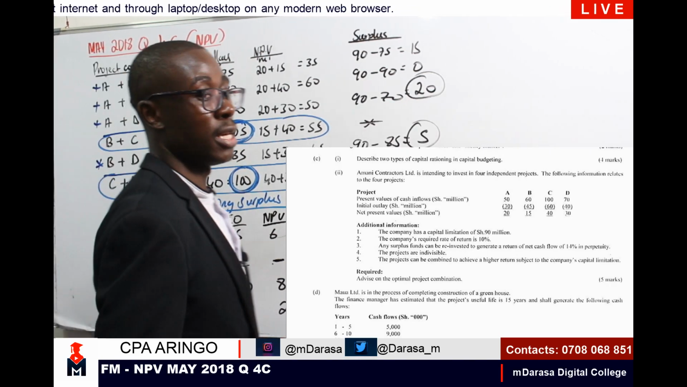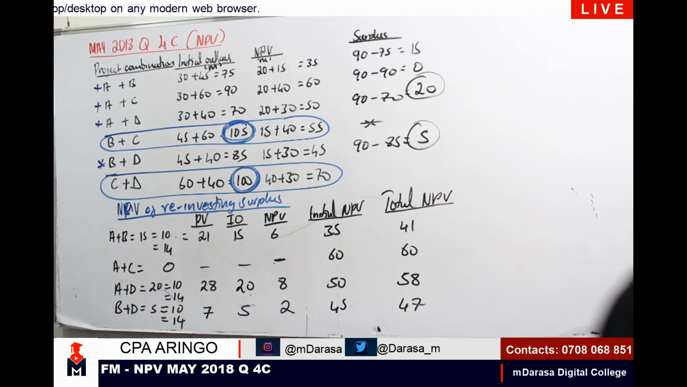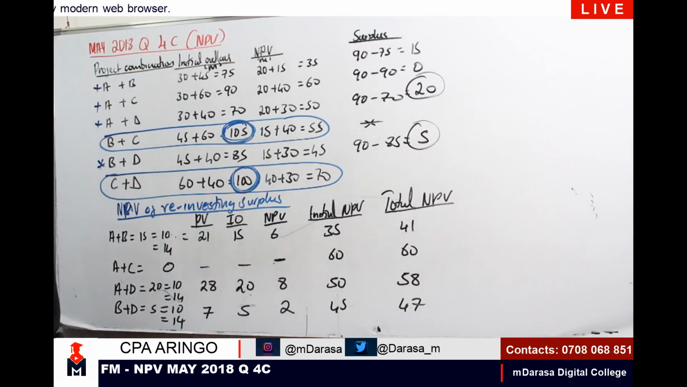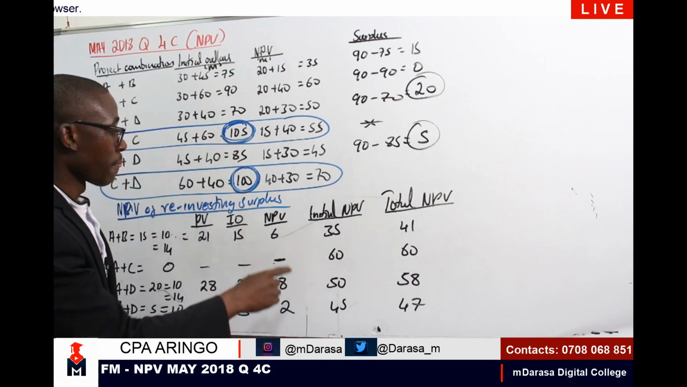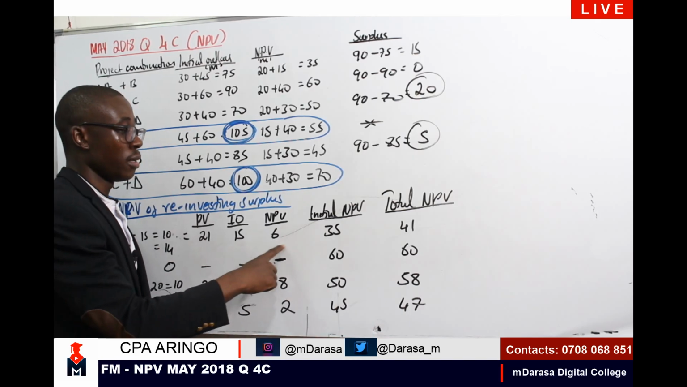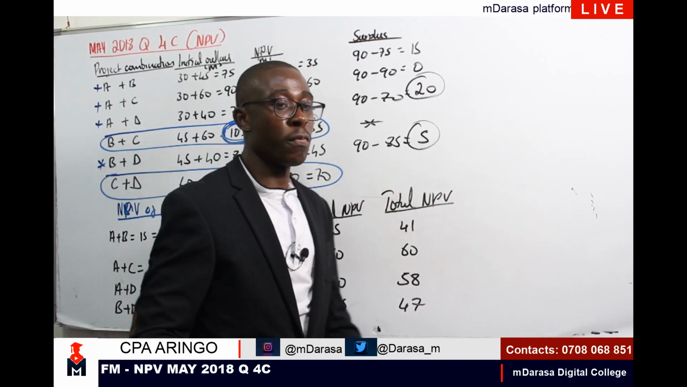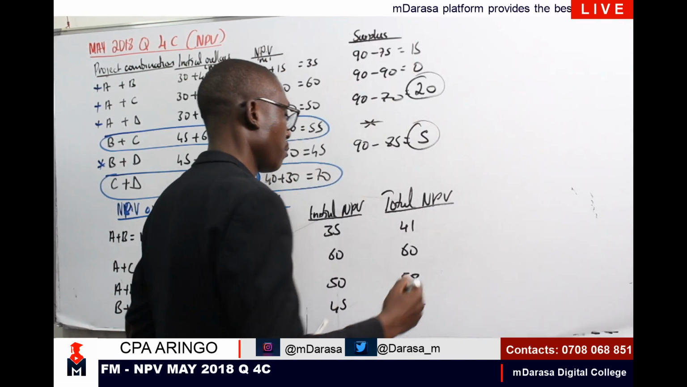So that is to say, my good students, let me remove this bit. Yeah, this is what you are getting after adding. Just a matter of adding, right? Our new NPV plus the initial NPV. So these will be our total NPVs.